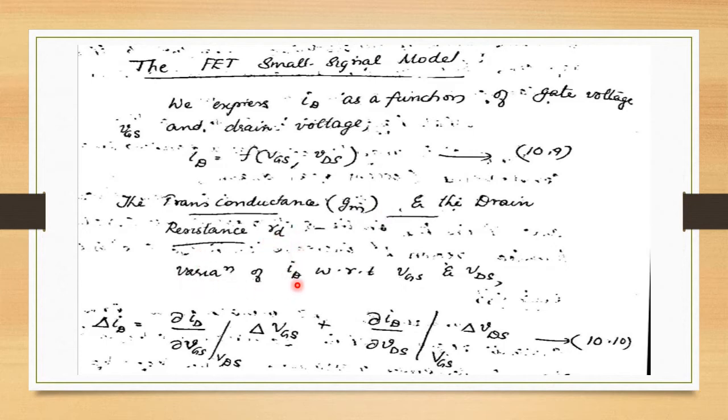So the variation of ID with respect to VGS and VDS is written as delta ID is equal to dou ID by dou VGS at a constant VDS, here V is capital letter, that is zero signal voltage is considered here, into delta VGS. This is the small signal value, plus dou ID by dou VDS at a constant VGS. This is also zero signal value, into delta VDS, right?